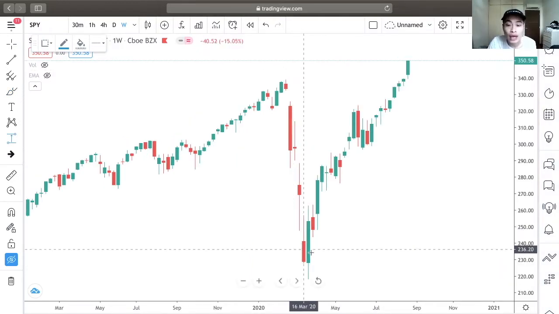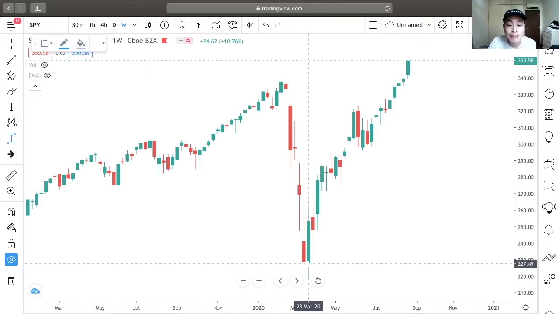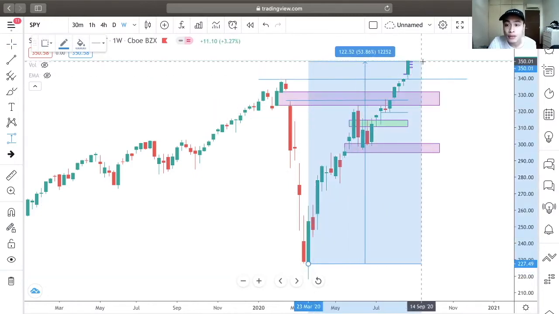If we just take a look at around the bottom, back in late March, all the way to now, prices have actually increased by around 54%. And that is a very substantial recovery of the S&P 500. And this recovery has taken place all within just a couple of months, around 5 months to be exact. So the recovery of the S&P 500 has been really substantial in the past couple of months.